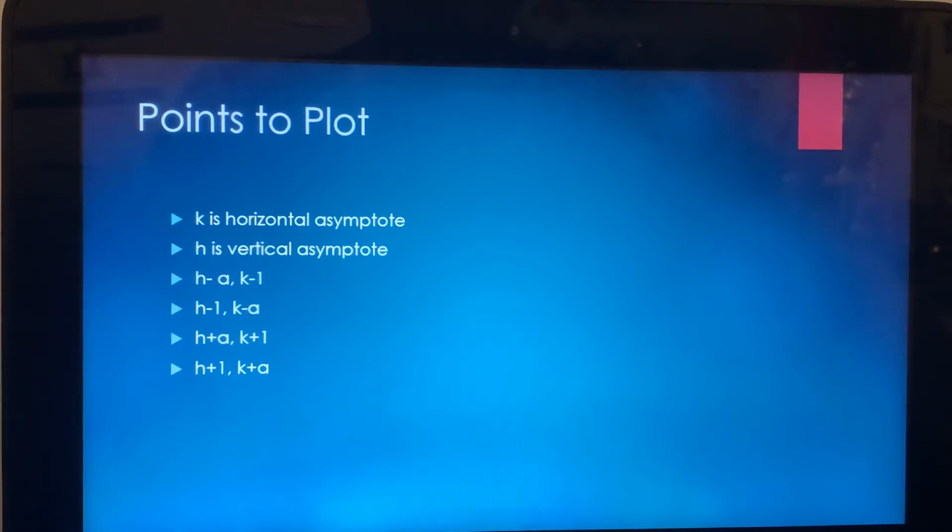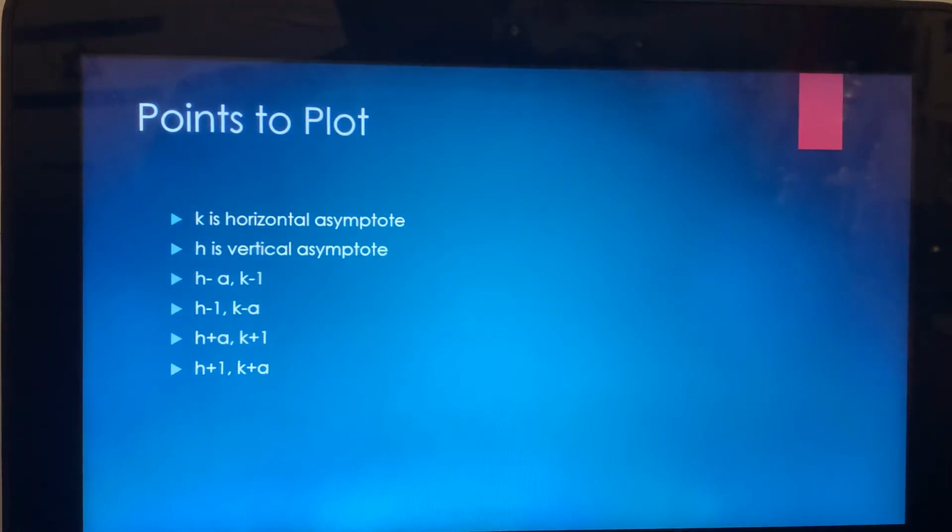Now, you always draw a dashed line for k, which will be the horizontal asymptote, y equals k, and x equals h will be the vertical asymptote. So normally a is going to be 1, but it can change. If we have y equals 1 over x plus 1, and then we have our k value as plus 2, then we go minus 1 and then 2.